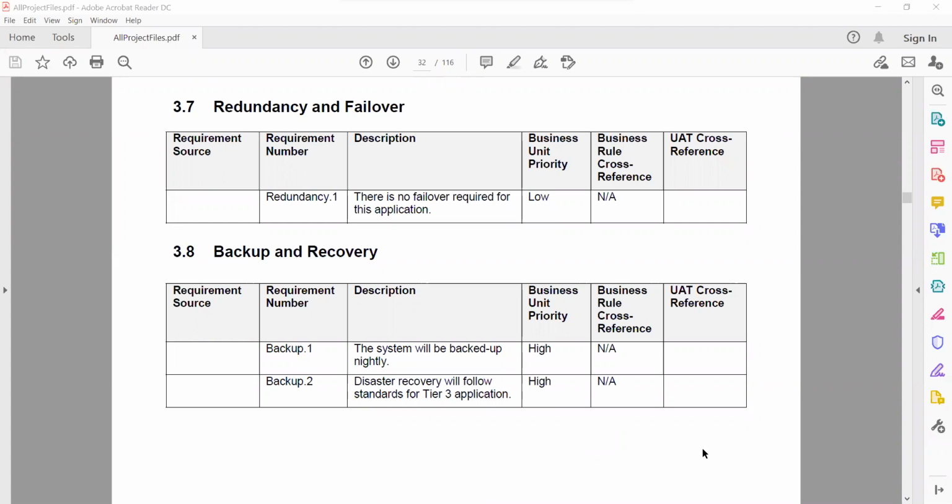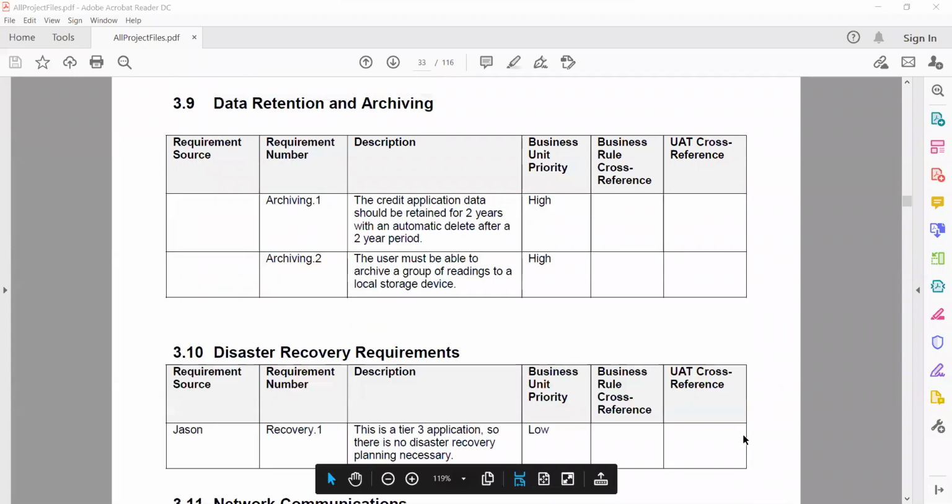So we're talking... Move to the next section. Same thing in terms of how long you keep the data, which is the data retention, and what kind of disaster recovery you need to do that.